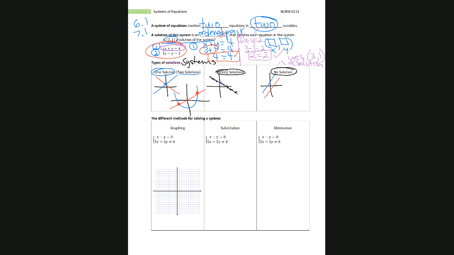Now, based on that, they have different names. If they have solutions, they're called consistent. Whether they have one or infinitely many, that makes them consistent, okay? And if they have no solution, it's called an inconsistent system.